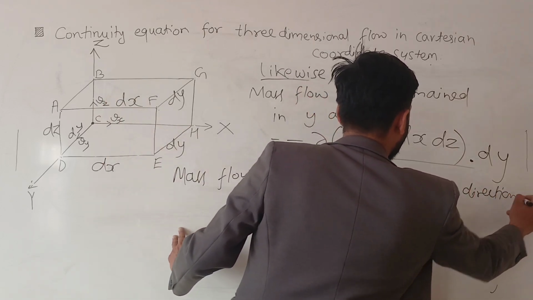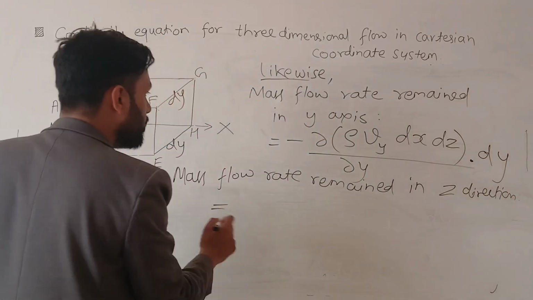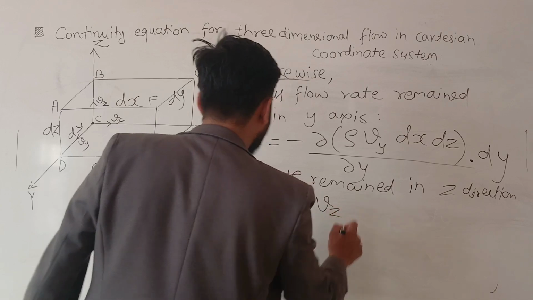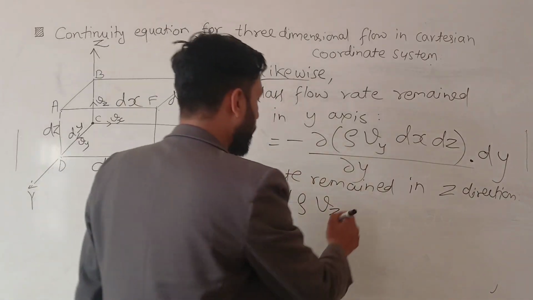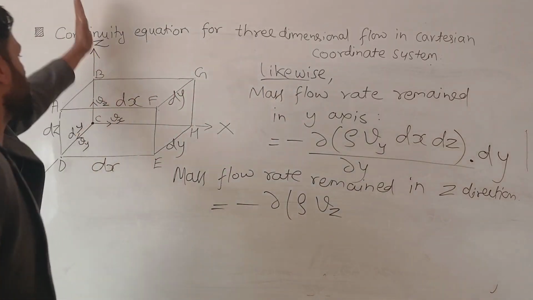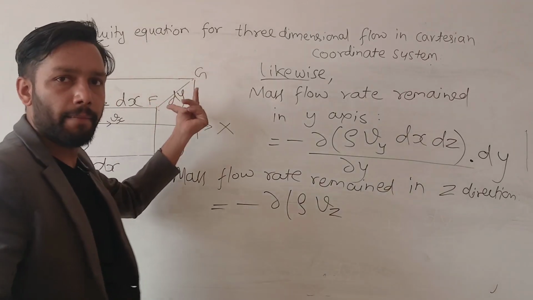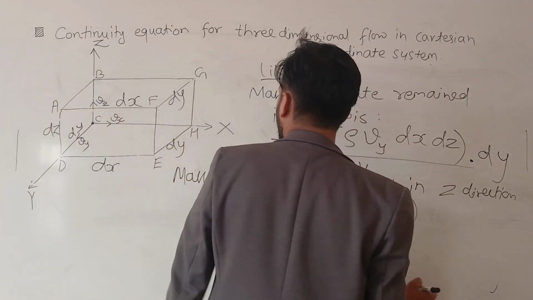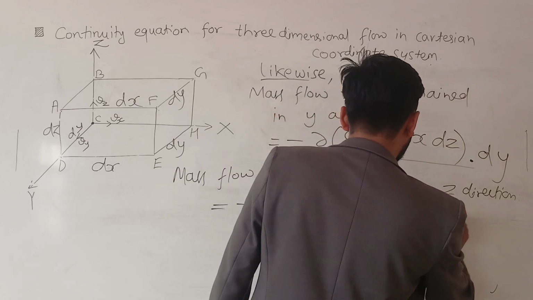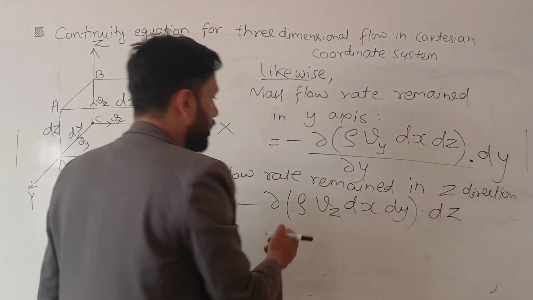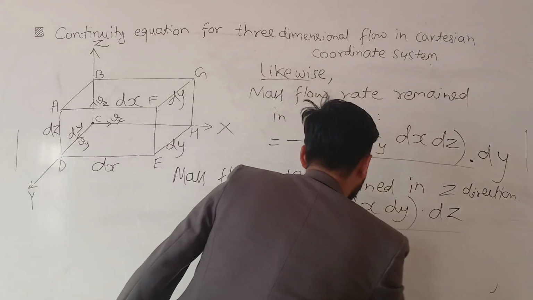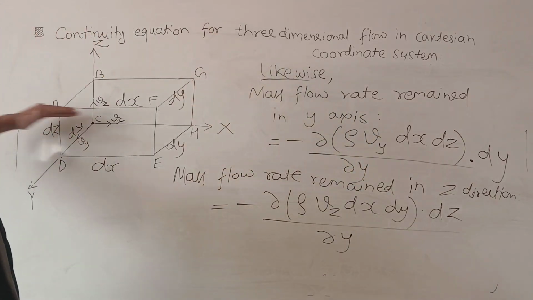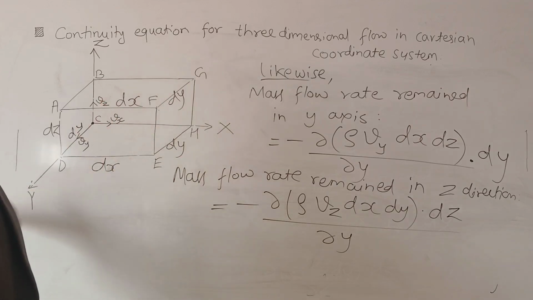Okay, in z direction I have to write in z direction. So likewise, you write minus del rho Vz, because in this z direction the velocity is Vz, and the area perpendicular to z direction is dx into dy. You can see here, dx into dy is the area which is perpendicular to the z direction, and you have to write dz because you are analyzing in the z direction. So del y. So these are the mass flow rates remained in x direction, y direction, and z direction.